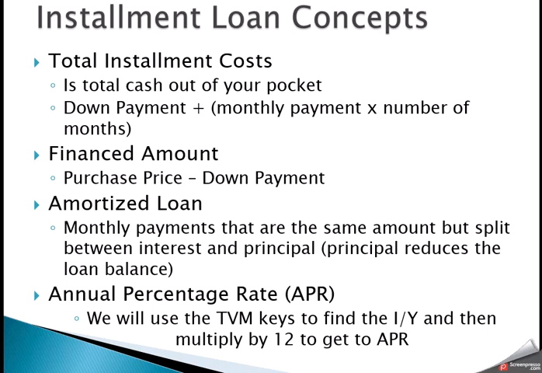Then the next couple sections, we talk about loans. So there's some different terminology. Our total installment costs is the total cash out of our pocket when we enter into a loan with a bank. We're more than likely going to have a down payment, and then we're going to have monthly payments times our number of months. That's how much in total we pay for that loan, and the textbook calls that our total installment costs. How much we finance is our purchase price minus our down payment. That's our financed amount.